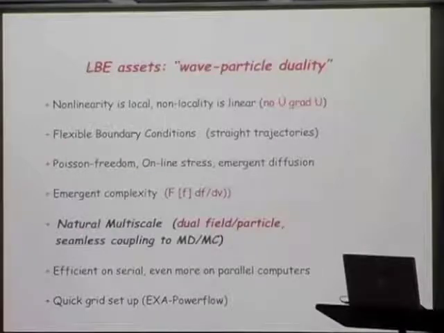So why is it interesting to use lattice Boltzmann instead of Navier-Stokes? I think we discussed this on the first day, but I think the major point in terms of multiscale application is that, in a way, kinetic theory has this nice property that it is dual. It is a field and a particle at the same time. Why do I say that?